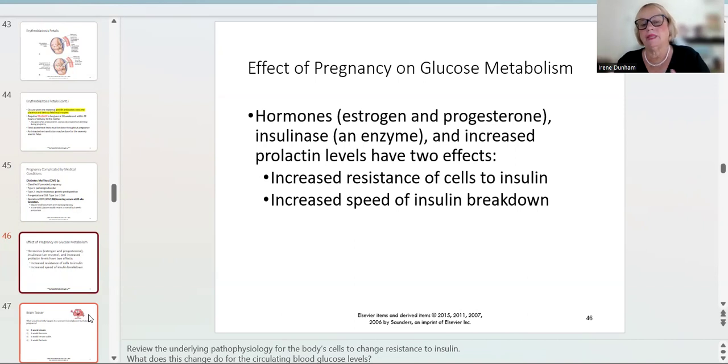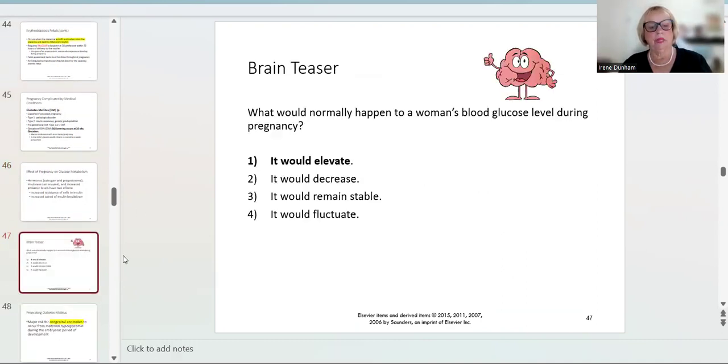So what it does, you have this increased resistance of cells to insulin. Because remember, insulin is made by the pancreas, and sometimes you have resistance from the cells in the body. They resist the insulin, and sometimes they have increased speed of insulin breakdown. So that's why you could have this uneven glucose metabolism.